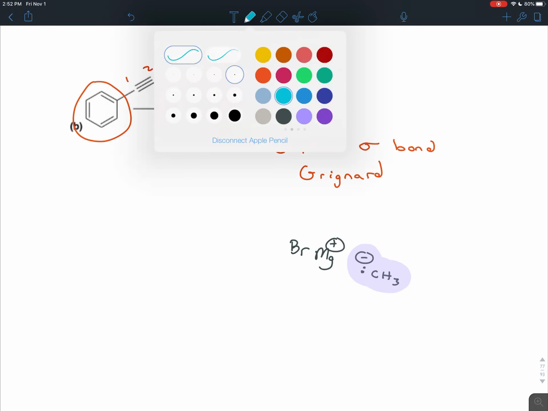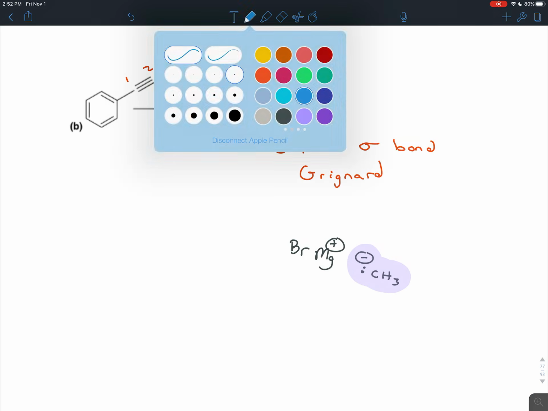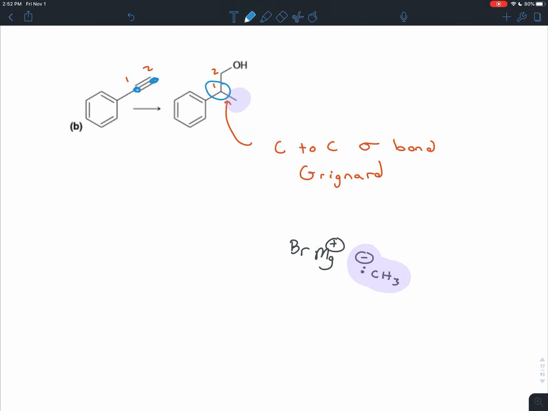Now we want carbon number 1 to be the good electrophile, because that's where our Grignard reagent is going to be attacking. So we want the carbonyl to be on carbon number 1. Okay, well, we're going to add H and OH. We have two possibilities for where they can attach. Carbon number 1 is bonded to 2 carbons, so it's secondary. Carbon number 2 is bonded to just 1 carbon, so it's primary. Carbon number 1 is the more substituted carbon.